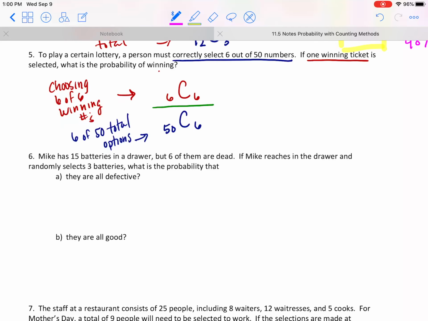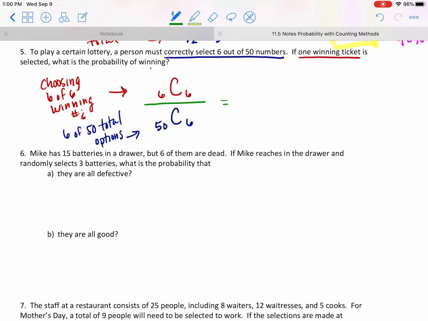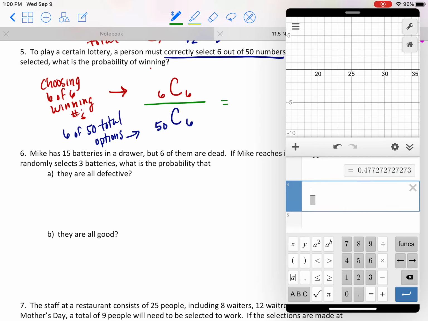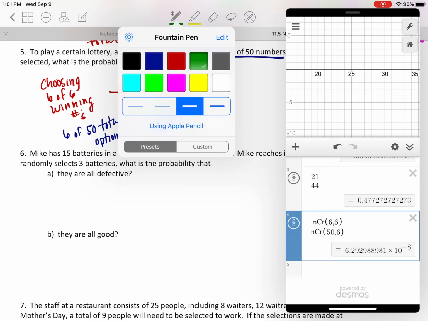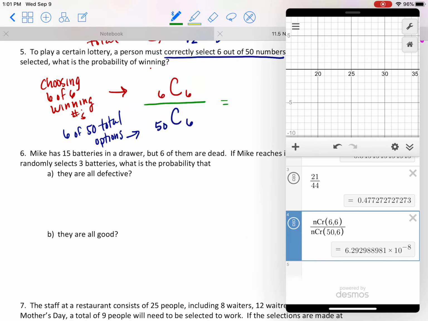Alright, so now it's calculator time. Alright, so calculator, fraction, combinations 6, 6 on the top, and then combinations 50, 6 on the bottom, and that is a tiny, if you're seeing that on the screen, that is scientific notation. Little side note, 6.29-ish, whatever. When it says times 10 to the negative 8, that means the decimal needs to move 8 times in this direction. So there's going to be a bunch of zeros before this. Okay, that's a really small number.